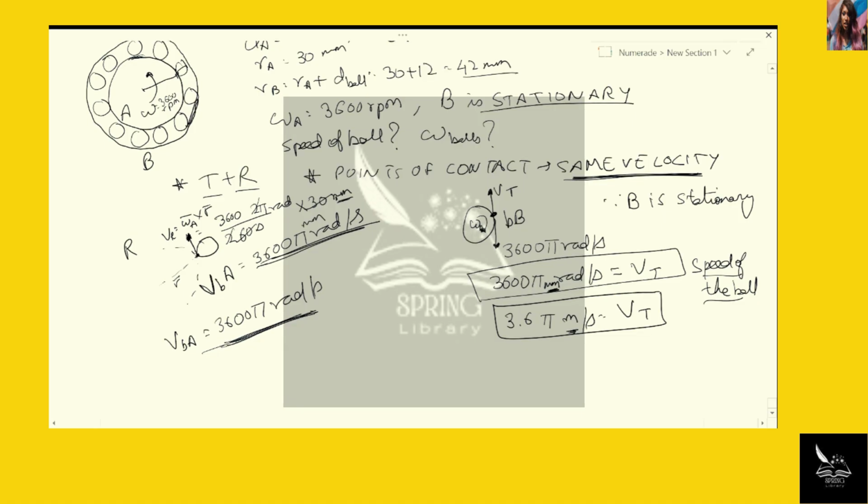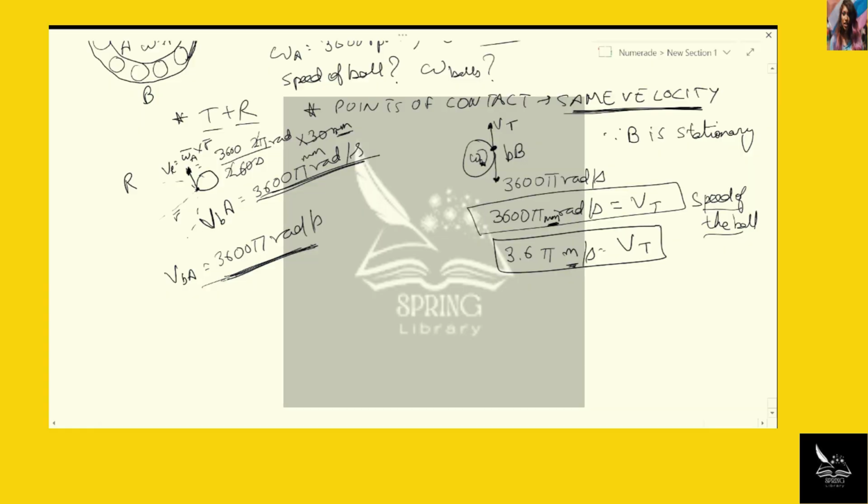Now, how many rotations are these balls making per minute, or what is the omega of the ball? So for omega of the ball, as I said, this was omega A R A. So omega A R A actually is equal to omega B R B. This has to be because the velocity at the point of contact BA has to be the same. So VBA is point of contact. We have already used this to solve for Vt.